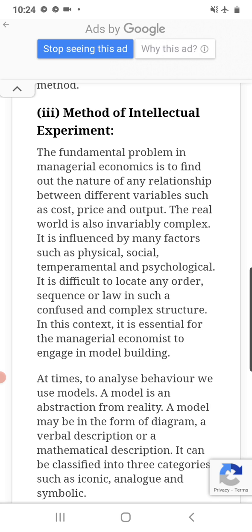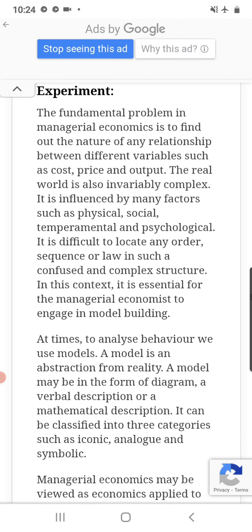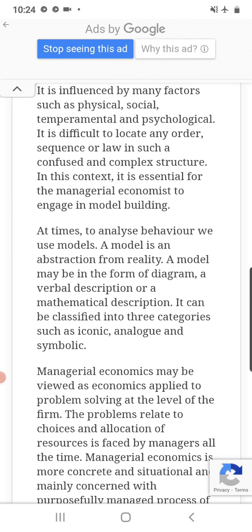In that context, essentially managerial economics engages in model building. At a time to analyze the behavior, we use the model. The model is an abstraction from the reality. A model may be in the form of a diagram, verbal description, or mathematical description. It is classified into 3 categories such as the iconic, analog and symbolic.